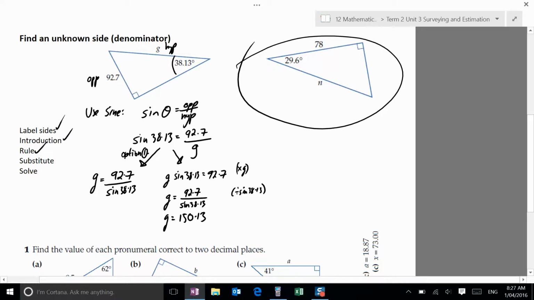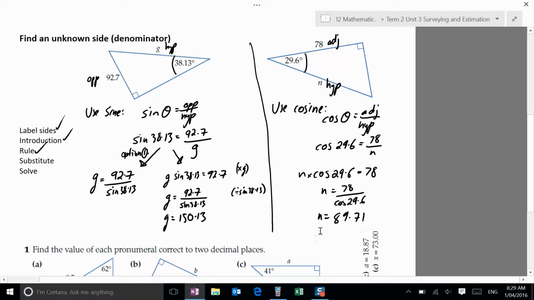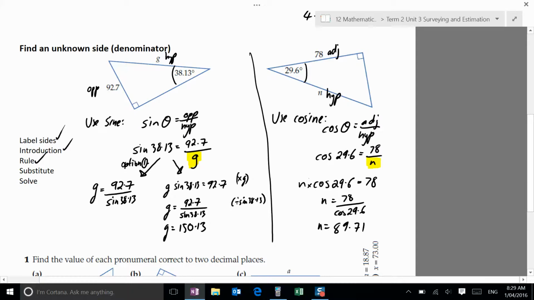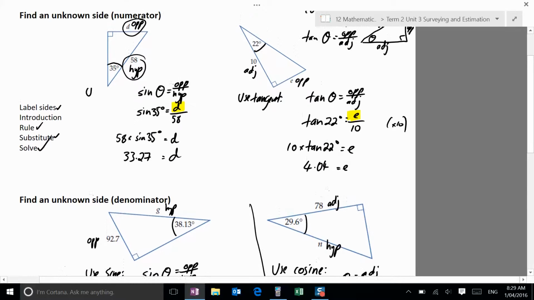Have a go at this guy, and I'll put the solution up in a sec. All right, there we go, 89.71. Again, no units. If they were, make sure you add them in. Just note that I didn't note it here, there's actually a multiplier between the n and the cosine. You can write it in if you want, or you can leave it just implied like we did in that example. But remember, in these two examples, the unknown was on the denominator, and we had to do a different process compared to when the unknown was in the numerator.